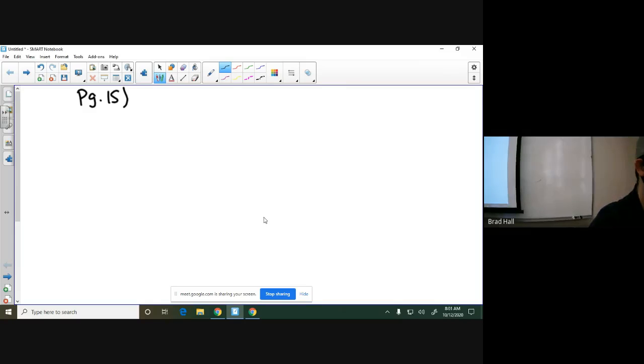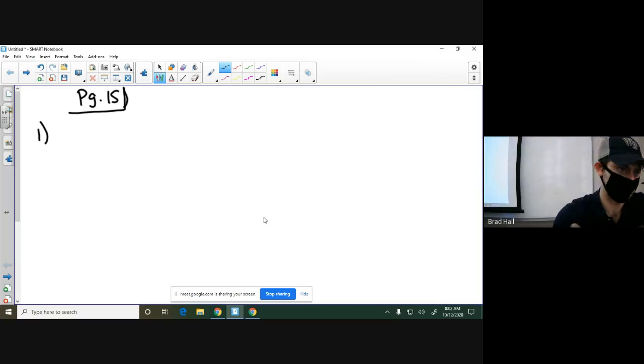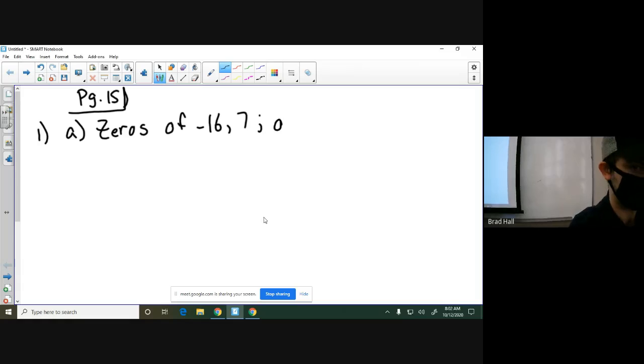And really, start off with problem 1, which says construct the polynomial given a certain amount of information. And so with part A, it starts off giving us these zeros of -16 and 7, and it also gives us a degree of 2.